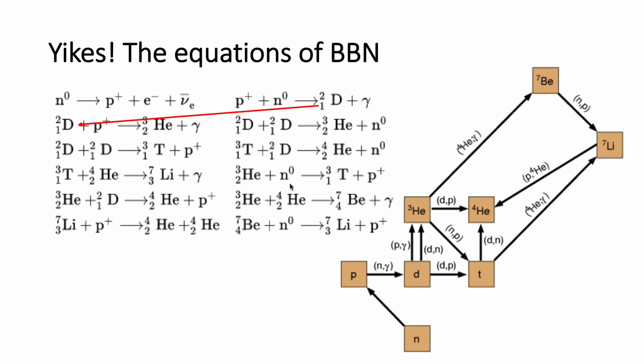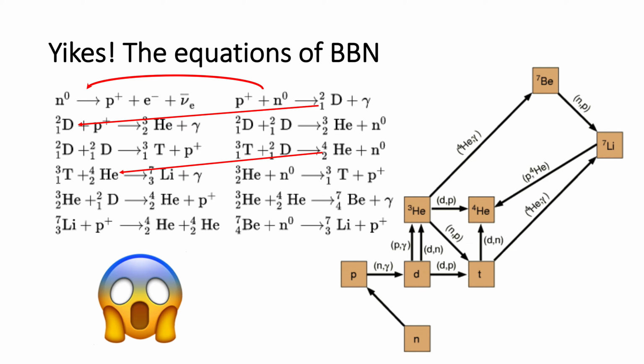And it's complicated because when this happens, this thing here, you get deuterium, which goes over here, and it has an interaction with this. And then if you keep looking, you'll find all these things are coupled. Very, very complicated. That's a symbol for yikes.